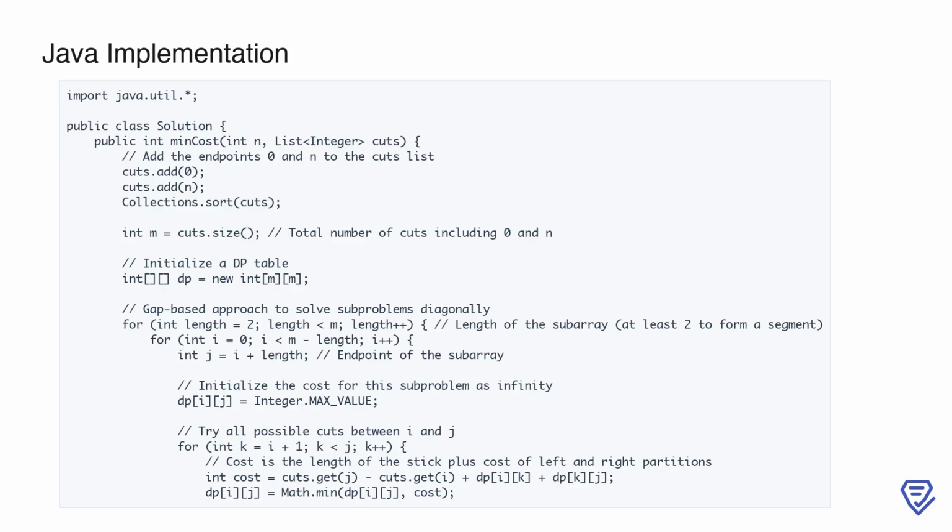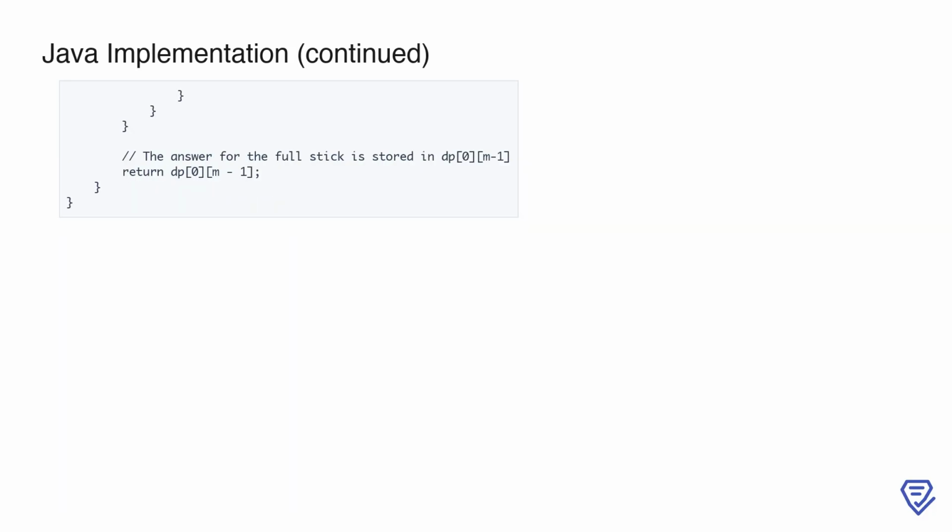For each subproblem, we initialize the cost to the maximum possible value since we are looking for the minimum cost. After that, we iterate over all possible cuts within the segment, denoted by k. At this point, for each cut position k within the segment, we calculate the cost of making the cut. This includes the length of the stick being cut, which is the difference between the endpoints cuts[j] and cuts[i], as well as the costs of solving the subproblems for the left and right partitions, which are stored in dp[i][k] and dp[k][j], respectively.